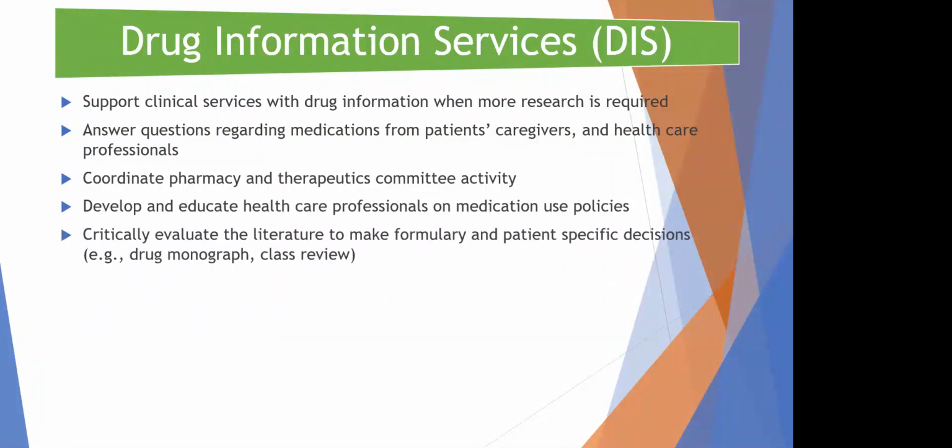Then critical evaluation of literature to make formulary and patient-specific decisions. That is, there could be a class review, there could be a review of drug monographs, and this one we will find in modules 4 and 6. Then providing poison information, and publishing or editing information on appropriate medication use through newsletters, journals, websites, emails. This one will be dealt with in detail in module 10 and then module 13.